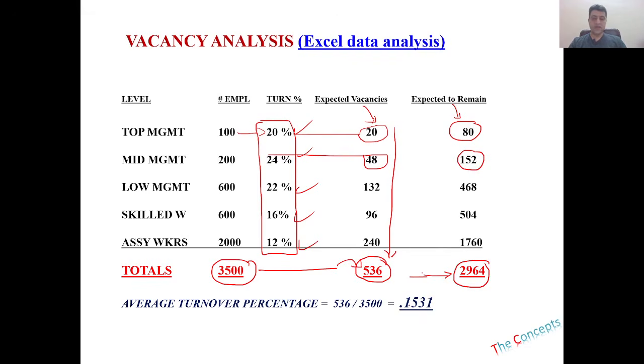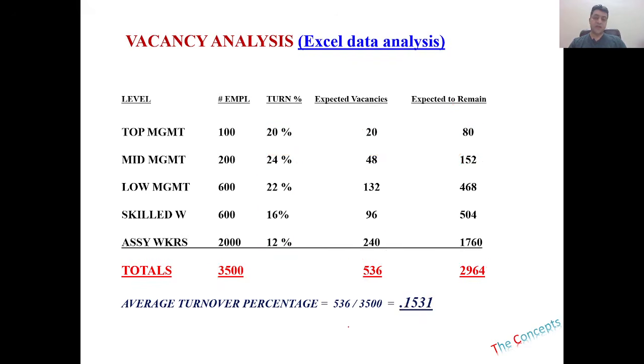Here we also need to understand, how do we calculate the turnover rate? So turnover rate, average turnover rate percentage, is calculated based on the number of employees who are leaving you divided by the total number of employees multiplied by 100, which will give you 15.31%. So this is how you do the vacancy analysis.